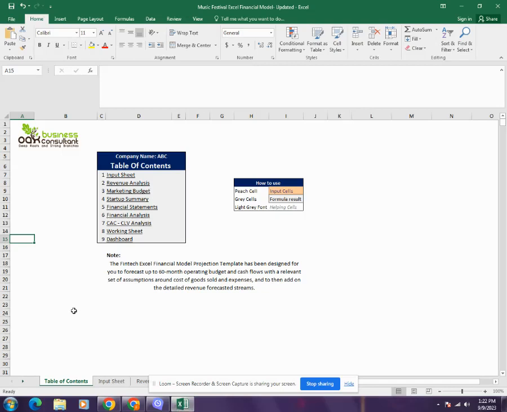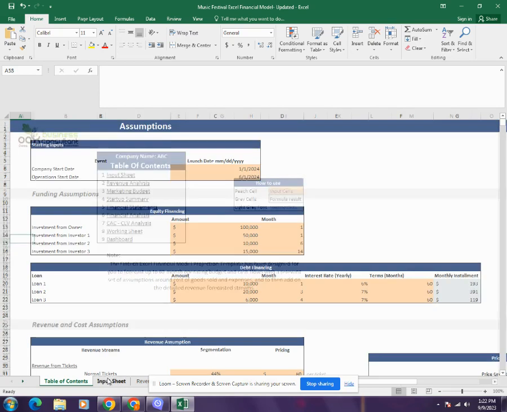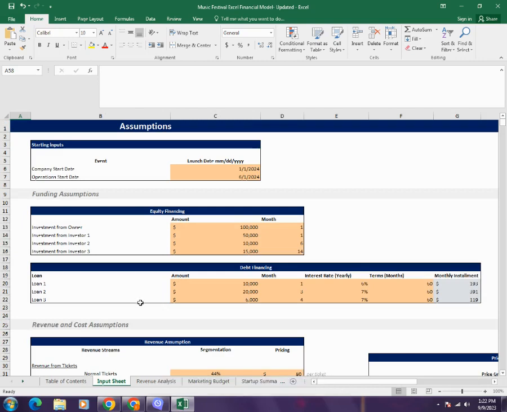Today we have brought you another financial model. This one is the Music Festival Excel financial model. As you can see, this model tells you about the highlights on the input sheets as well as the revenue analysis, marketing budget, financial statements and financial analysis.